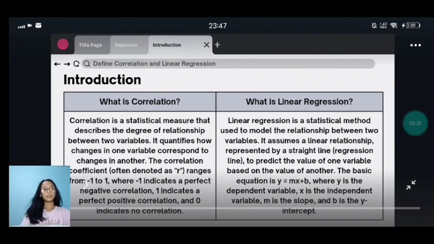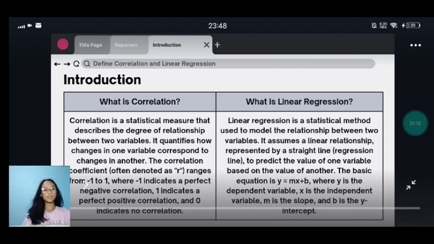So first, let us define what is correlation and linear regression. So first is the correlation. It is a statistical measure that describes the degree of relationship between two variables. It quantifies how changes in one variable correspond to changes in another. The correlation coefficient, often denoted as R, ranges from -1 to +1, where -1 indicates a perfect negative correlation and 1 indicates a perfect positive correlation, and 0 indicates no correlation.